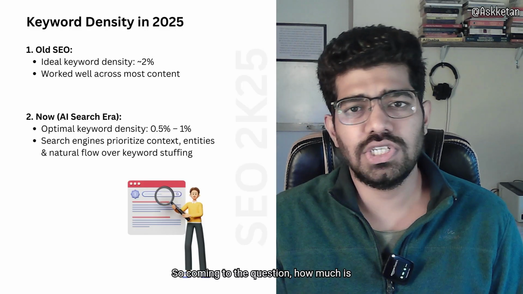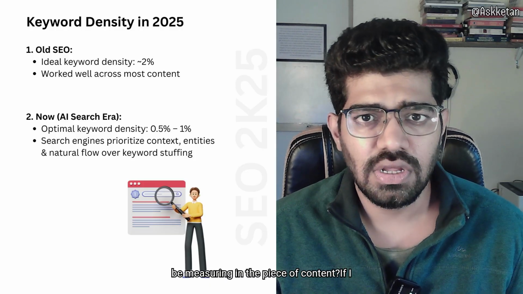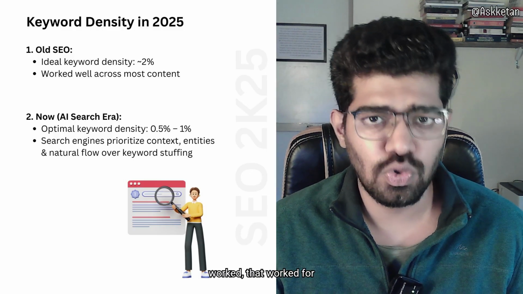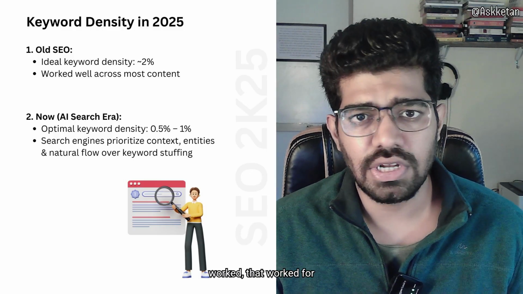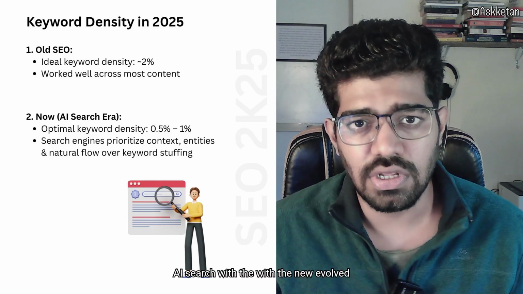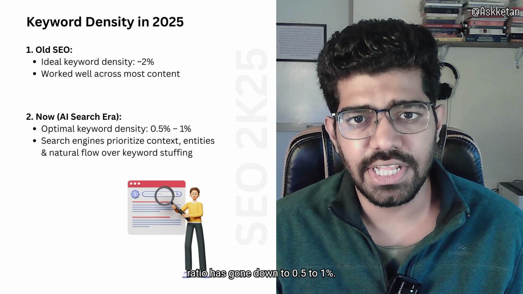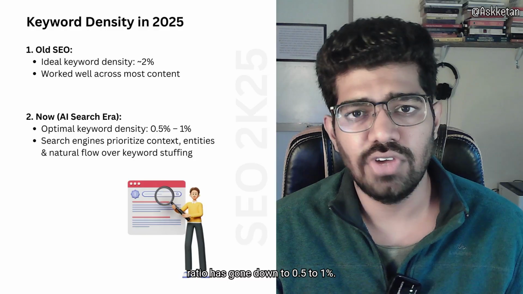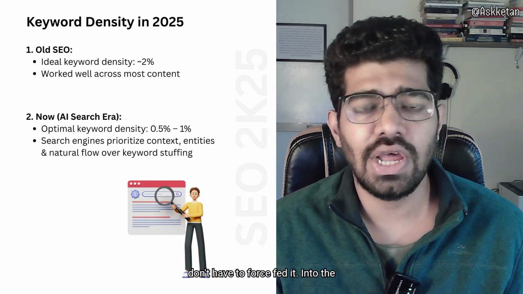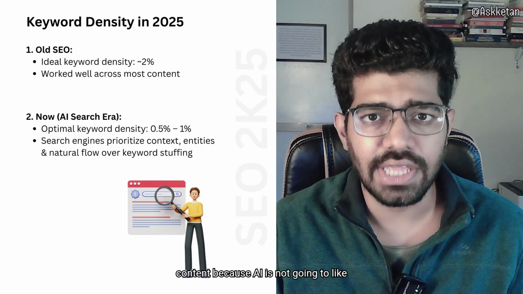So coming to the question, how much is the right keyword density that you should be measuring in a piece of content? If I talk about the old SEO, it was 2%. That worked for everyone. But now, if I have to talk about AI search with the new evolved search engines, that keyword density ratio has gone down to 0.5 to 1%. That too, if you use it naturally, you don't have to force feed it into the content, because the AI is not going to like it.